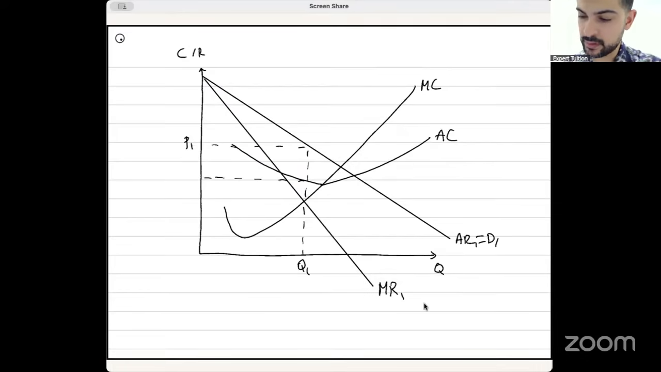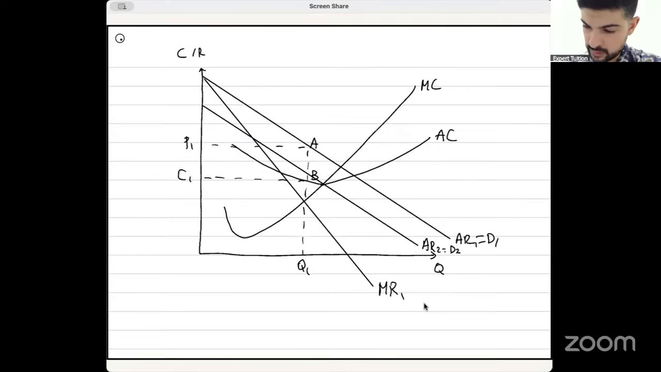Right, here's the cost. C1, that's A, and that's B. Well, we basically said that AR and MR are going to shift inwards, so we just shift it. Did you guys notice how I do that, by the way? The way that you draw it is if it's shifting inwards or outwards. If it's inwards, you just start at a lower point on the y-axis, like over there, and just shift it parallel. So this is AR2 equals D2, and this is MR2.